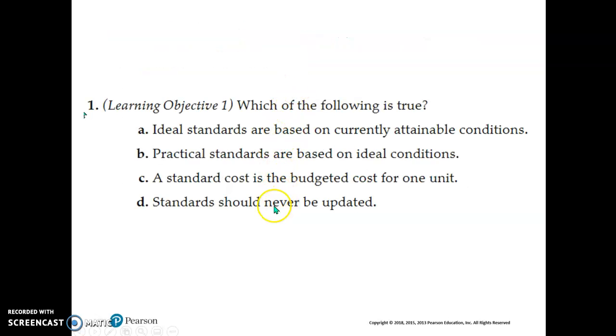So which of the following is true here? Ideal standards are based on currently attainable conditions. Practical standards are ideal. Those don't sound right, do they? A standard cost is the budgeted cost for one unit. That's pretty close. I think that looks pretty good. Standards should never be updated. Excuse me, that's not true. Standards should be updated all the time. Probably once a year at least, or if there are any significant changes, then you would update the standard.